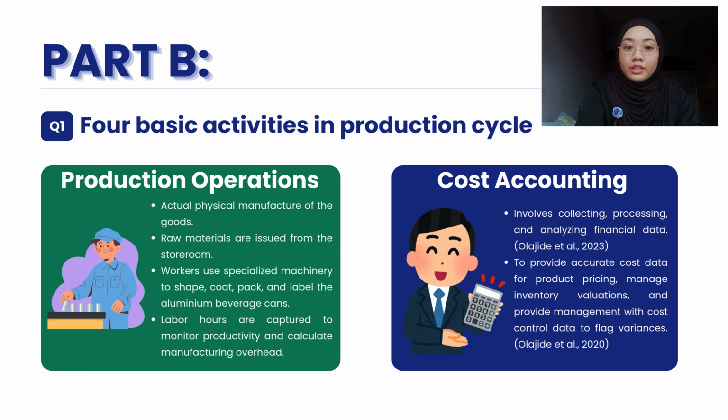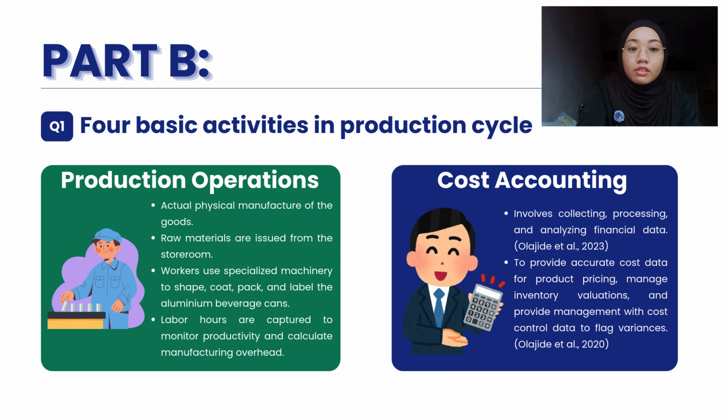The third step is production operations. This step is the actual physical manufacture of goods produced. Raw materials are issued from the storeroom using material requisition forms. Then workers use specialized machinery to shape, cut, pack, and also label the aluminum beverage cans. During this stage, labor hours are captured to monitor the efficiency of productivity. Manufacturing overhead is also calculated.